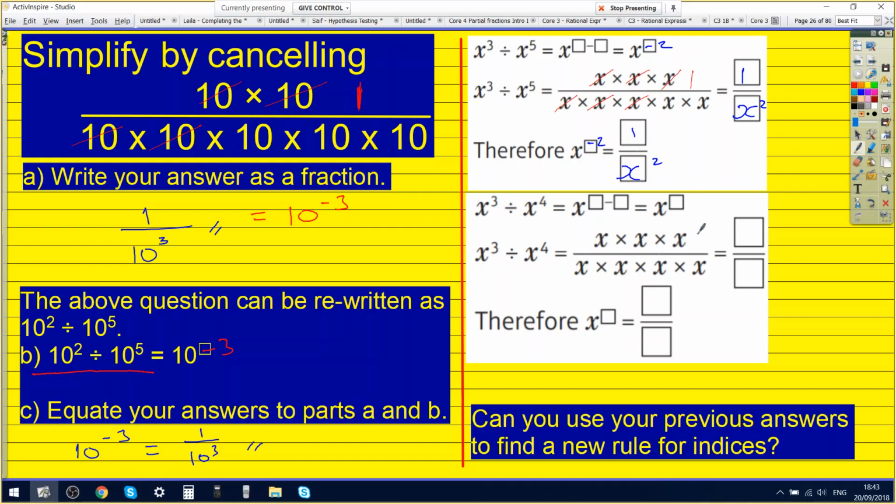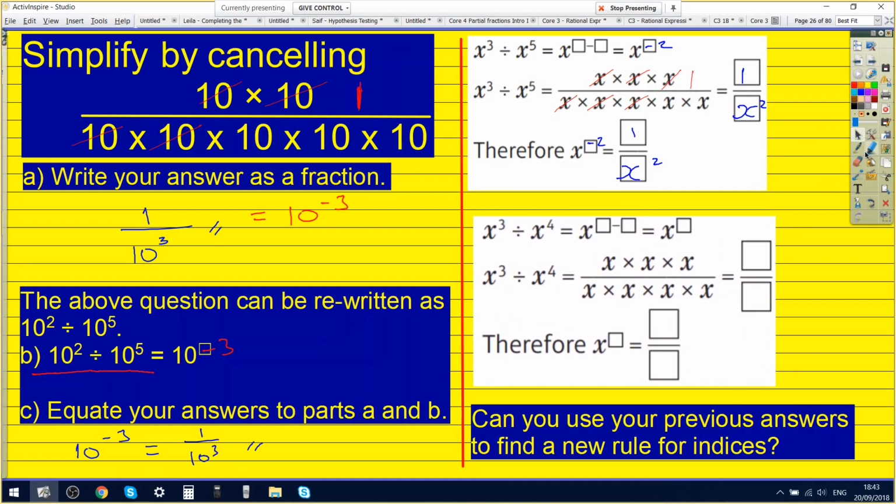And try the next one with the x's. Would it be x to the 3 minus 4, x to the minus 1? Yeah. And if you were to do the cancelling down method, what answer would you get? X to the 1. Yeah. So 1 over x to the 1. And so that shows you that x to the minus 1 is the same as 1 over x to the 1. Can you see any pattern with the answers? Any idea what it is?